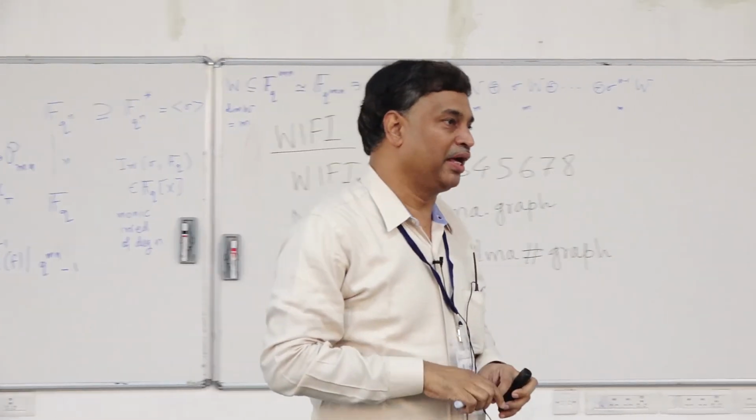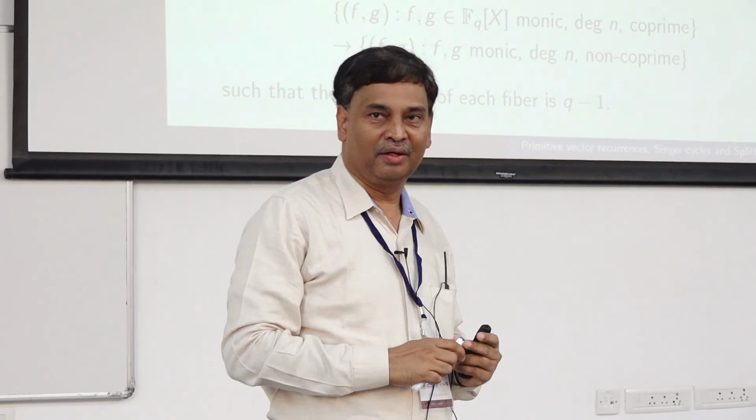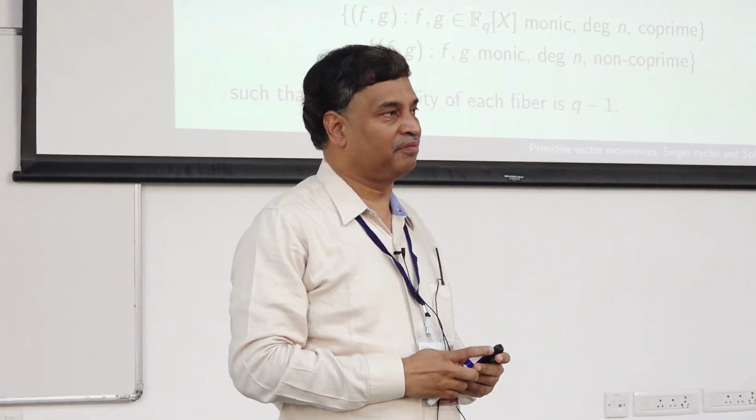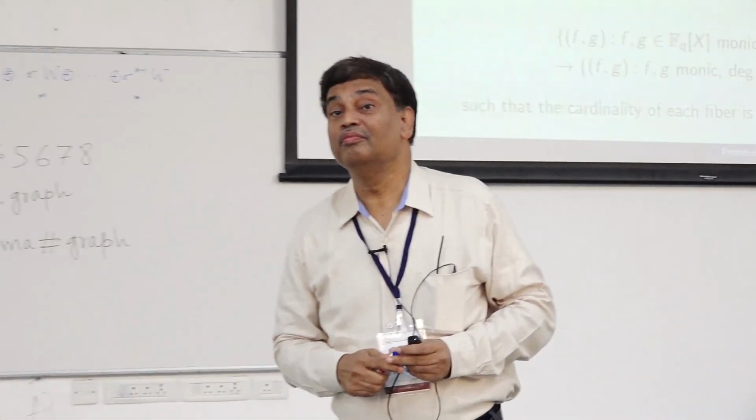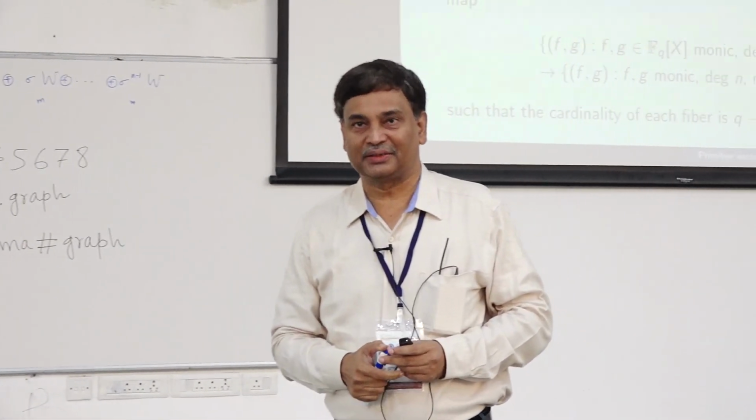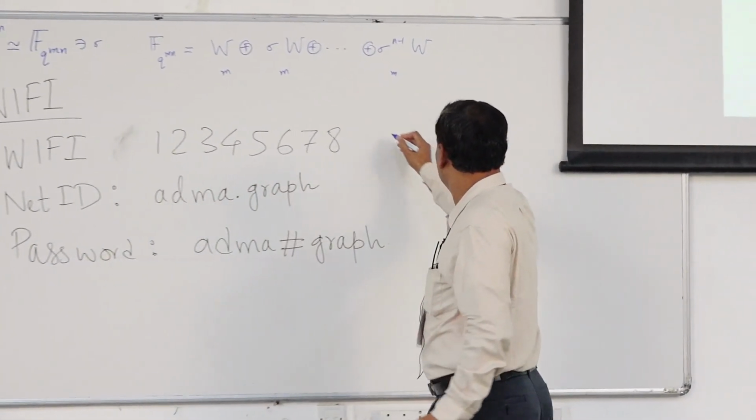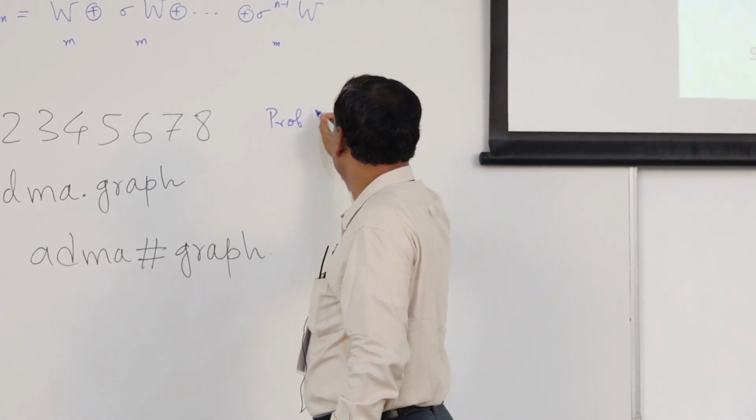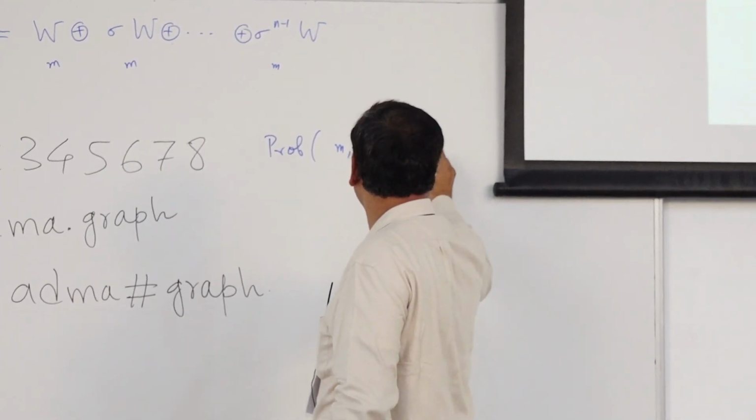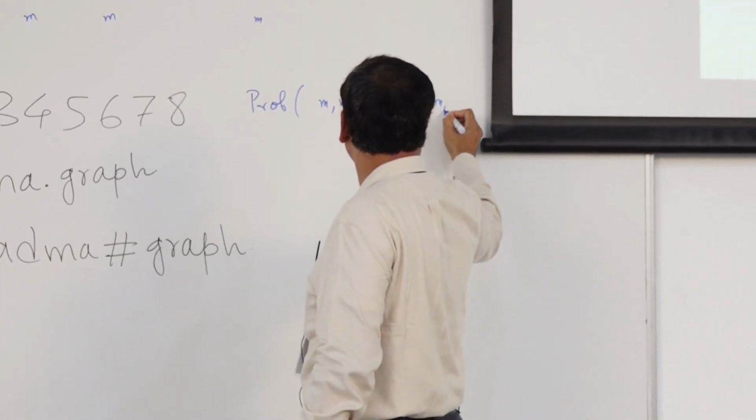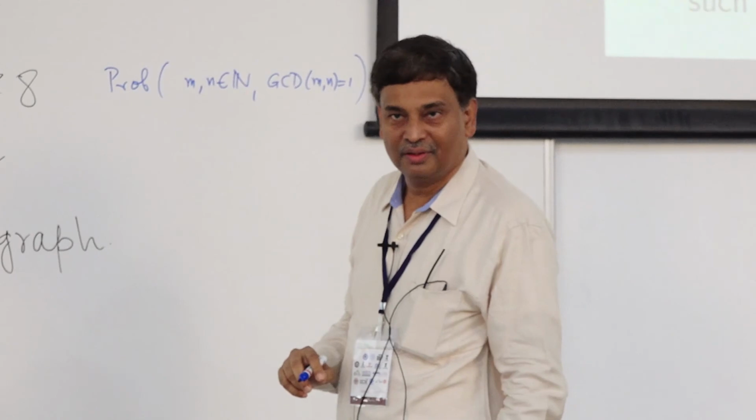If I take m and n positive integers picked randomly, what is the probability that GCD of m and n is 1? Yeah, they are relatively prime, that is right. So I'm asking what is the probability that m and n have GCD 1. This time around it is an infinite sample space.